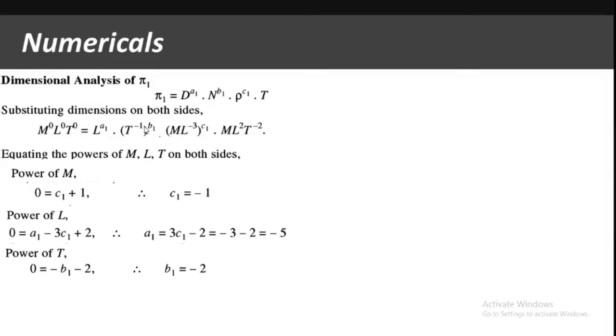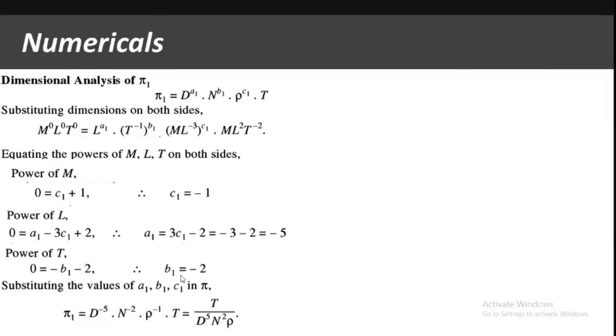Here t is absent; here t to the power minus 1 b1, so it is minus b1. Here t is absent; here t to the power minus 2, so minus 2. So my b1 minus b1 minus 2. Transferring b1, we will have b1 equals minus 2. So the value of a1 is minus 5, c1 is minus 1, b1 is minus 2.